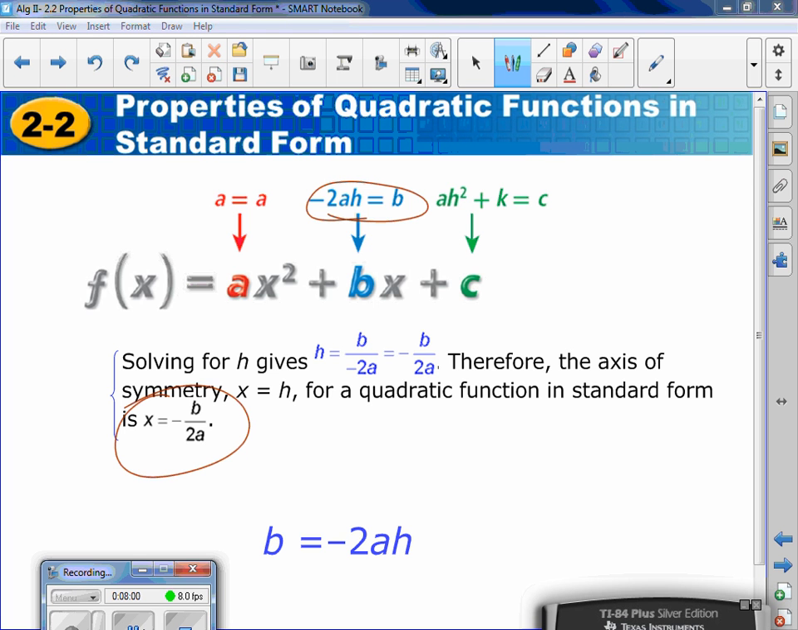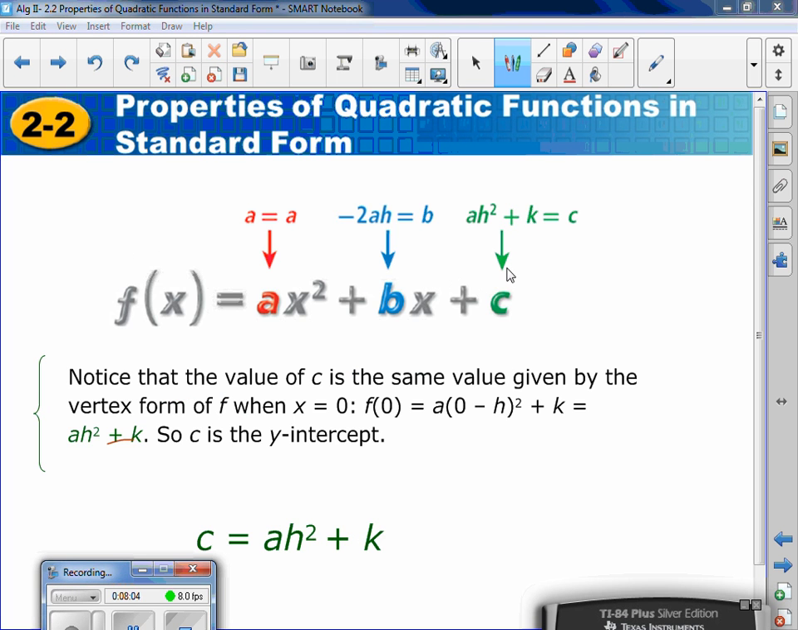Now we're talking about C. C doesn't have an x attached to it. So if I made x 0, and I put in 0 for x, you're left with negative h squared, which is just h squared. Ah squared plus k. This right here is your y-intercept.